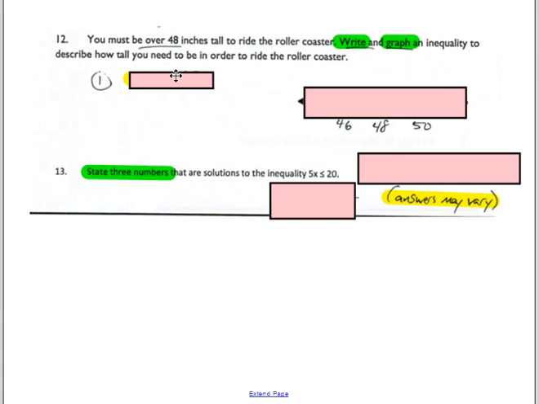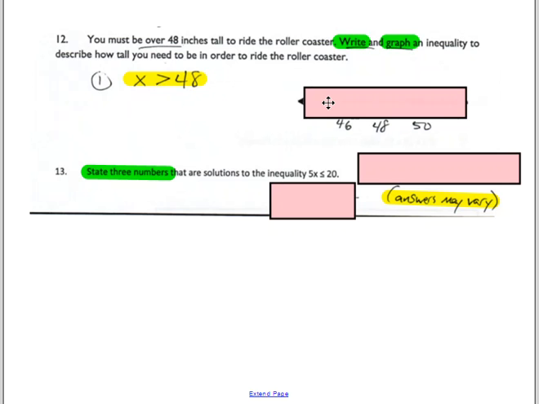If I look at number 12, you must be over 48 inches tall to ride the roller coaster. We again have to write an inequality, and then we have to graph it. Well, if you've got to be over 48 inches tall, that means your height needs to be greater than 48. So you have to use that symbol. Your variable is usually listed first, so x is greater than 48. Again, you could have put an h for height or any other number or letter, really.